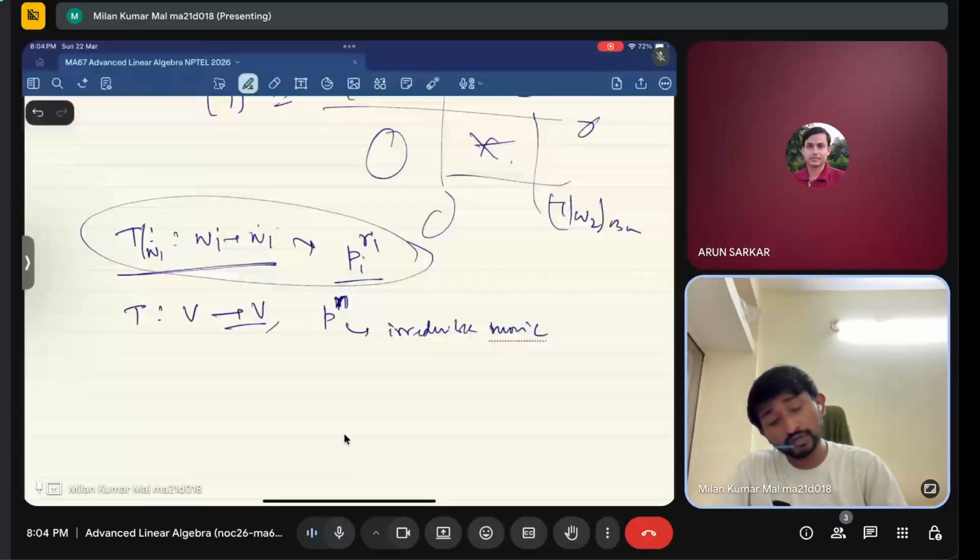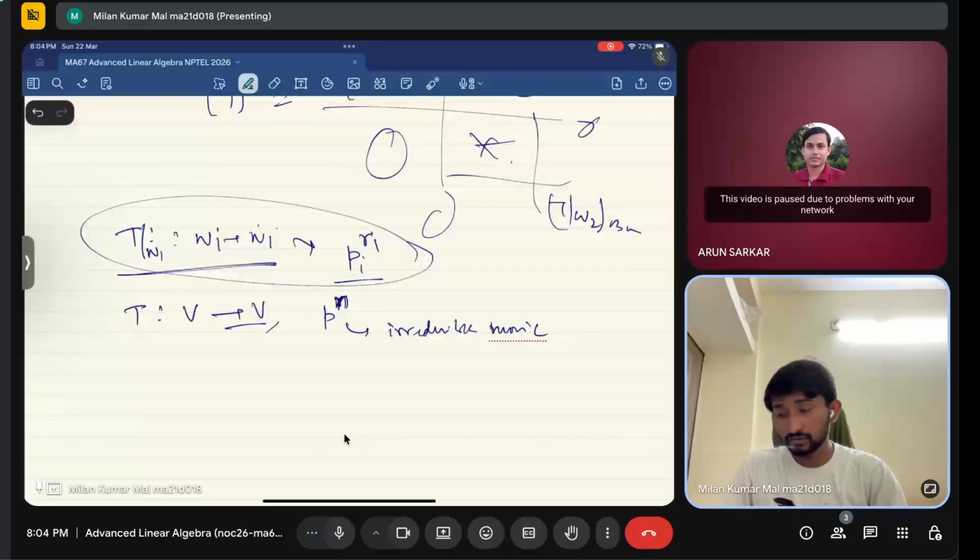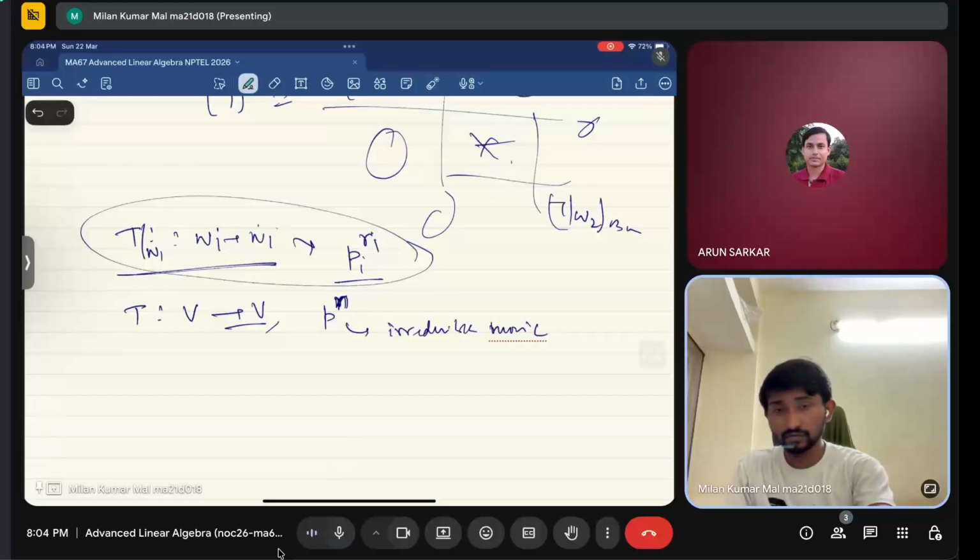So in particular, parallelly, you can consider that c is an eigenvalue. Just 1 second.